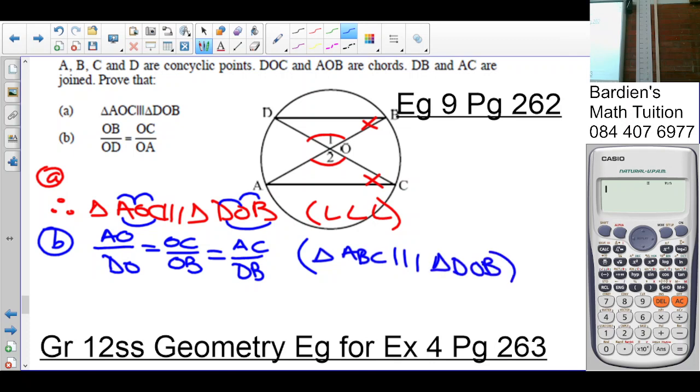So let's see what they're looking for. They are looking for OB, which you have, OD, which you have, OC, and OA. Is that not exactly like the one? No, it's not exactly like it. So what must I do? Just interchange those two. So therefore, OB over OD or DO, it's the same thing, is equal to OC over OA. Or, A.